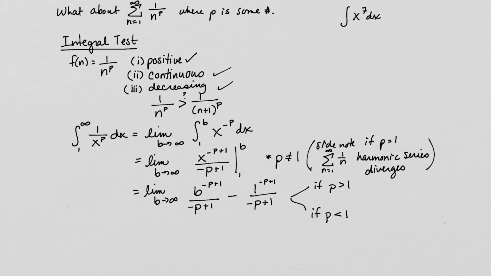So let's think about if p is bigger than 1. Say p is like 10. If I were to plug 10 in here, I'd have b to a negative power, because negative 10 plus 1 would give me negative 9. So when I plug in infinity, I'd have infinity to a negative power, and infinity to the negative 9th is going to be 1 over infinity to the 9th. So in this first case, when p is bigger than 1, b to the minus p plus 1 approaches 0. And so in this case, you're going to converge.